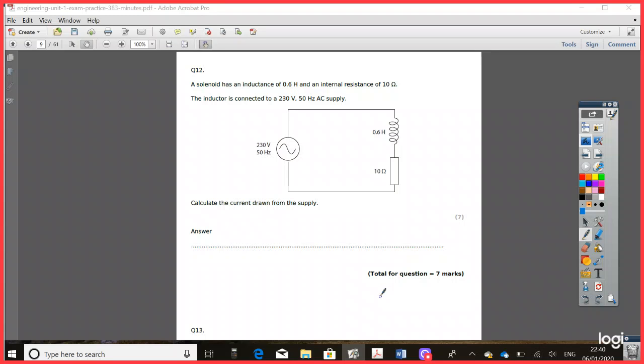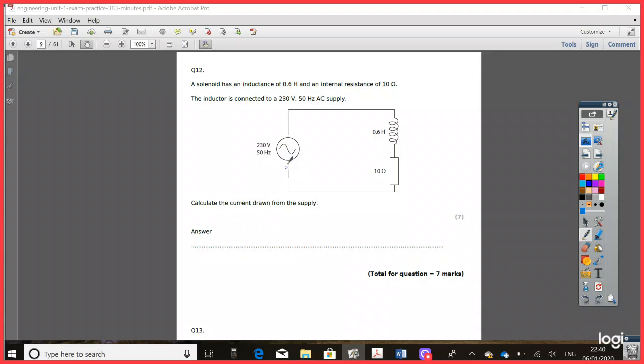This is question 12. Now, I really love this question. If you recall, this was our last topic of unit 1, related to reactance and impedance. Okay, so let's get started.